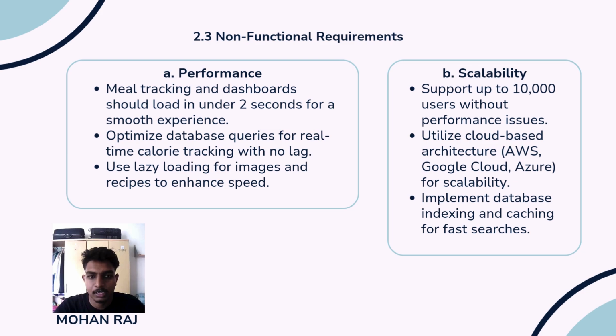The B is scalability. It should support up to 10,000 users without any performance issues. The second one is utilize cloud-based architecture such as AWS, Google Cloud, or Azure for the scalability. The third one is implement database indexing and searching for fast searches.